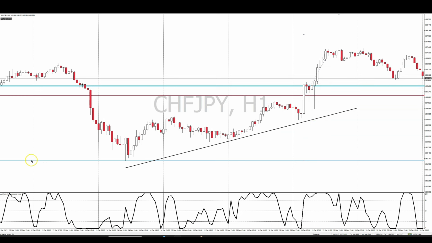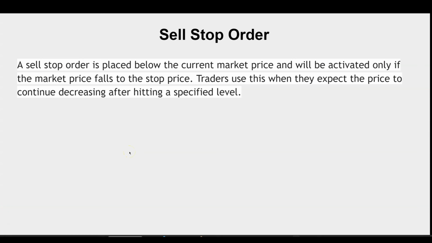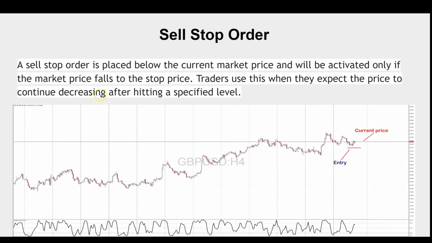Okay. Now let's talk about a sell stop order. Alrighty, so now let's discuss sell stop orders. Sell stop orders are essentially the opposite of buy stop orders. A sell stop order is placed below the current market price and will be activated only if the market price falls to the stop price. So the price has to continue to fall in order to put us into this trade. Traders use this when they expect the price to continue decreasing after hitting a specified level.